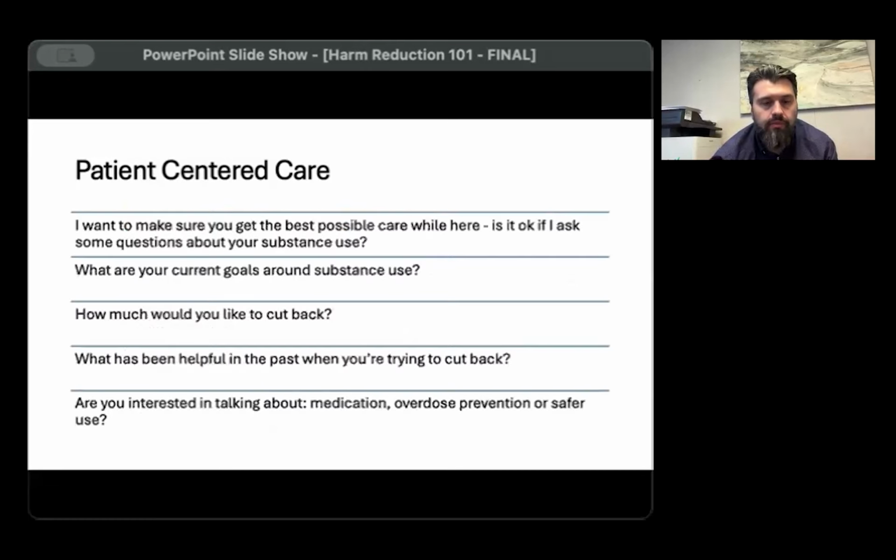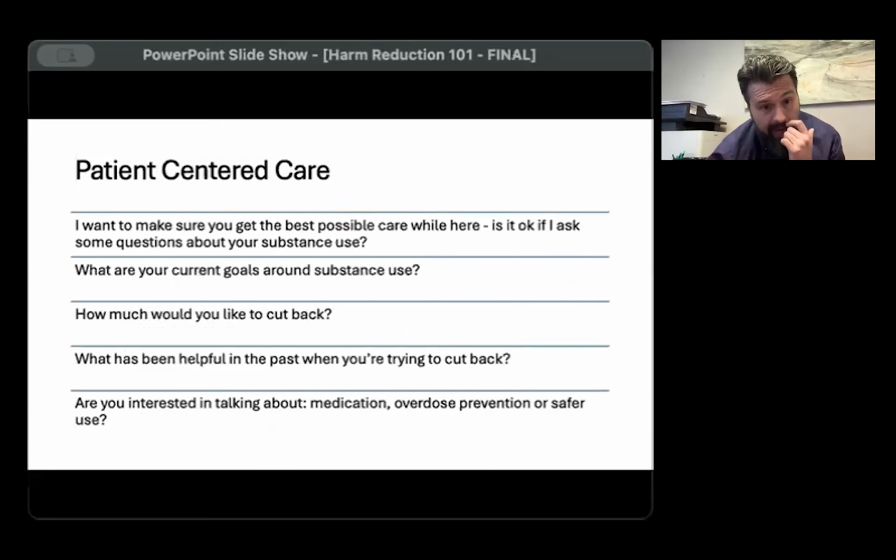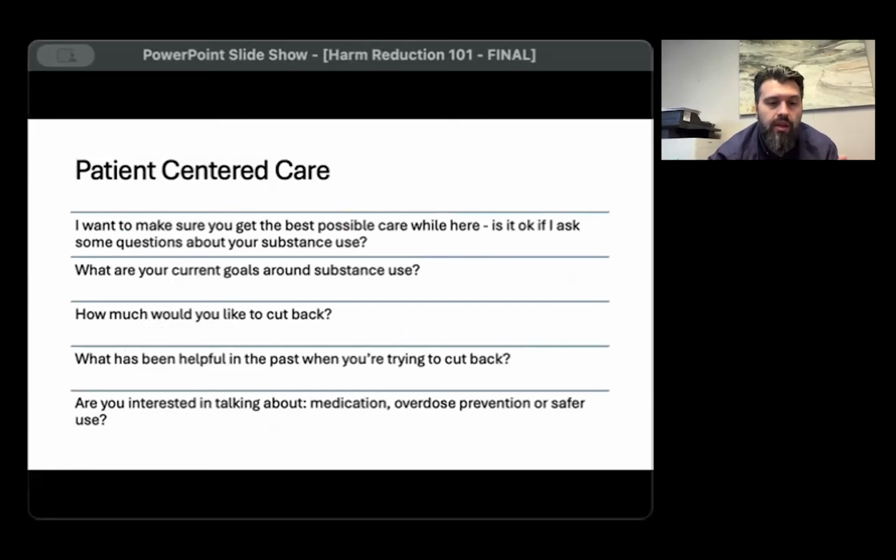How would this look? How can we expand on patient-centered care? And how do we use those things in practice when it comes to harm reduction? So these are just some questions that I use when I speak to patients that maybe you can model in your practice as well. So here's how I generally start the introduction. I want to make sure you get the best possible care while you're here, which is true. Is it okay if I ask some questions about your substance use?